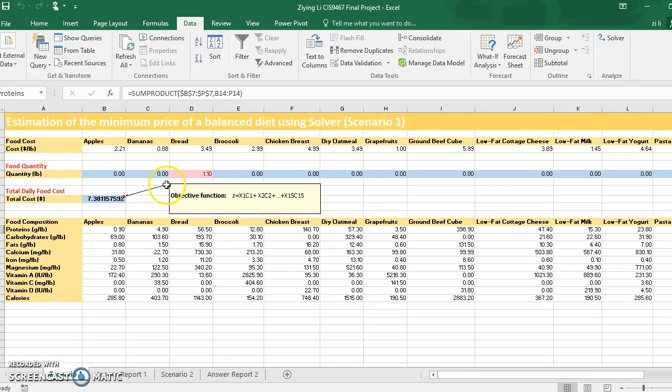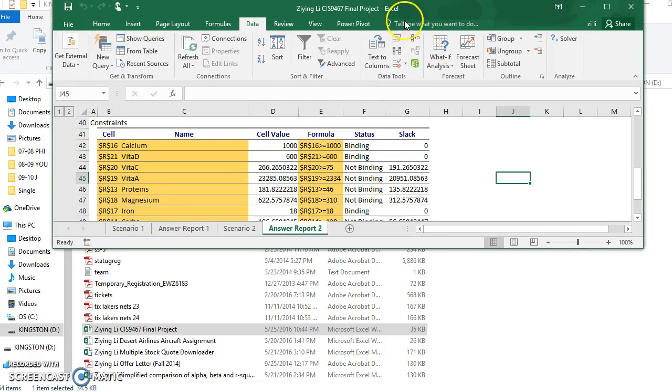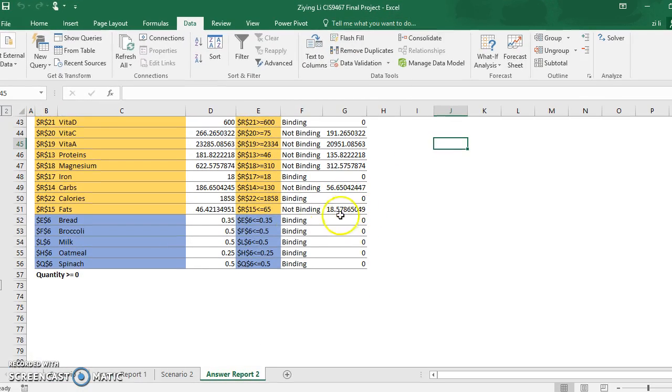Personally, I think 1 pound of bread per day is too much, so I introduced additional constraints on the maximum daily consumption of certain food items. For example, I would like to have less than 0.35 pounds of bread per day, also less than half a pound of broccoli, and so on.